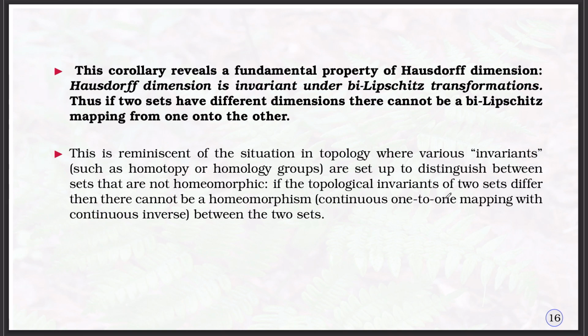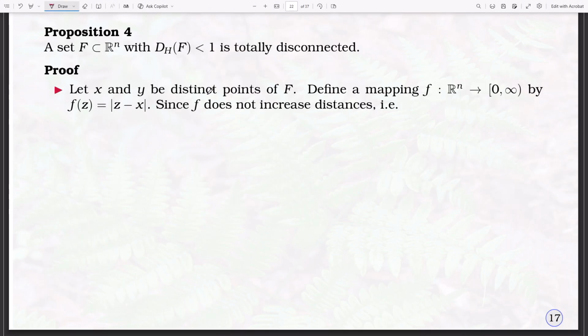If the topological invariants of such sets differ, then there cannot be a homeomorphism, that means a continuous one-to-one mapping with continuous inverse between the two sets. So the Hausdorff dimension reflects the same with respect to the bi-Lipschitz transformations.